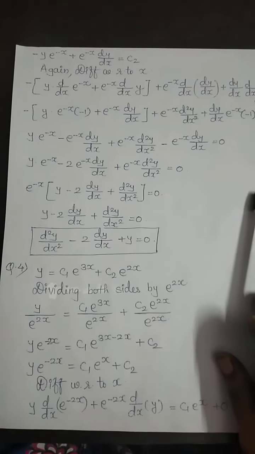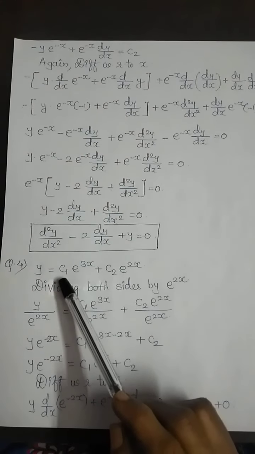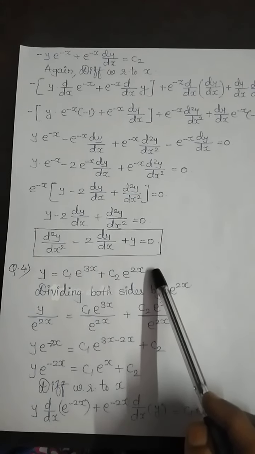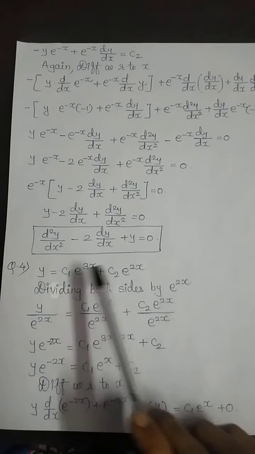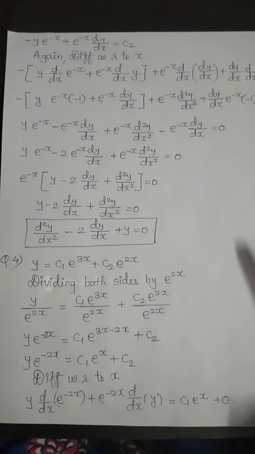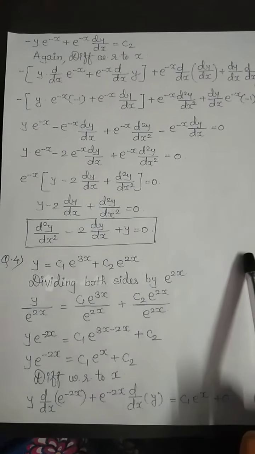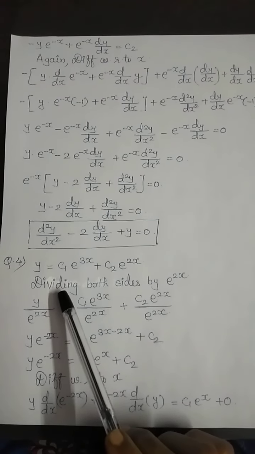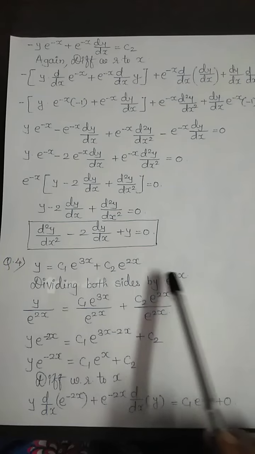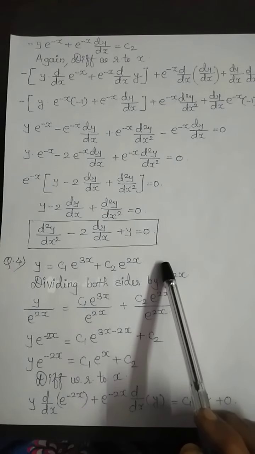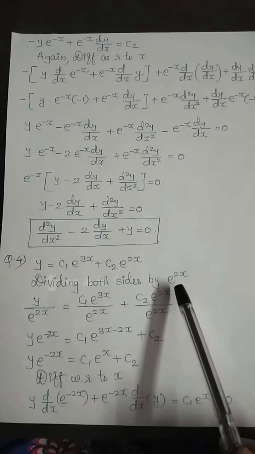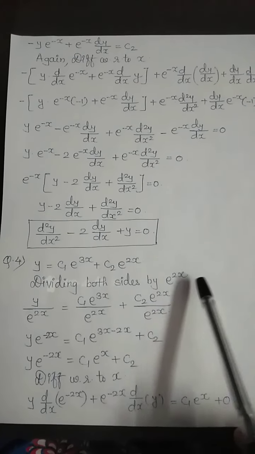Now question number 4. y is equal to c1 e raised to 3x plus c2 e raised to 2x. Here also two constants are present, so we can differentiate two times to get the differential equation. Now here we can divide both sides by e raised to 2x because the given equation will be more simplified by dividing both sides by e raised to 2x.